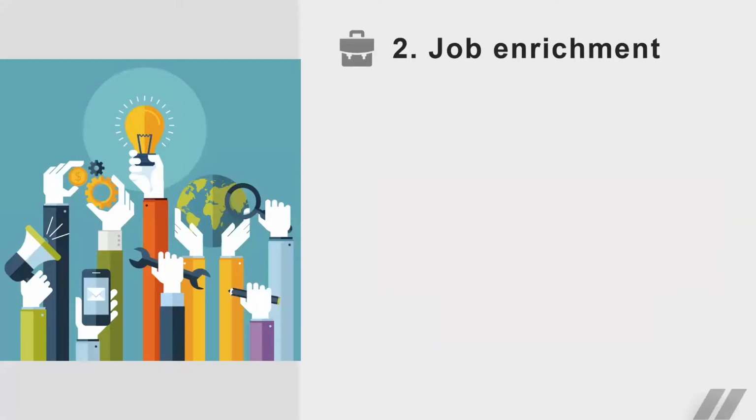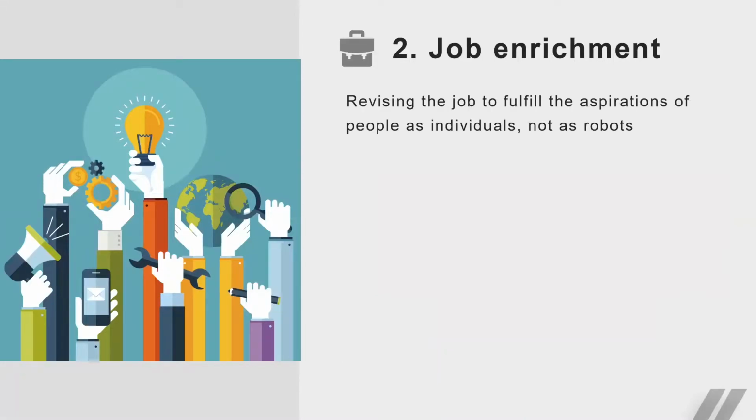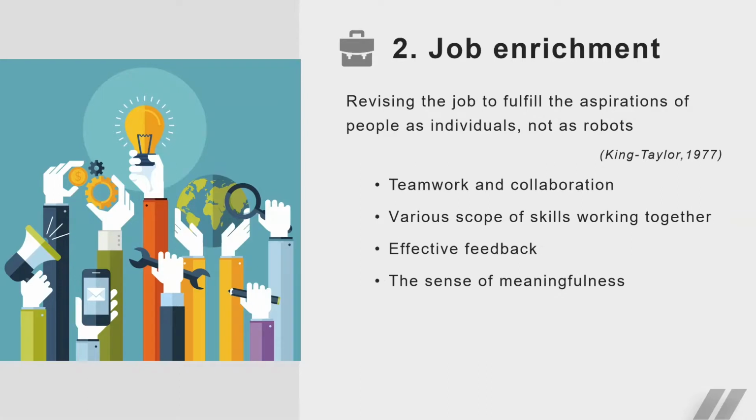In line with the job characteristic model, job enrichment includes revising the job to fulfill the aspirations of people as individuals, not as robots. Teamwork and collaboration help to leverage team members' strengths. People with various scopes of skills working together lead to professional and interpersonal relationships. Effective feedback and the sense of meaningfulness of the job open the doorway to knowledge sharing. Consequently, innovative ideas come out.